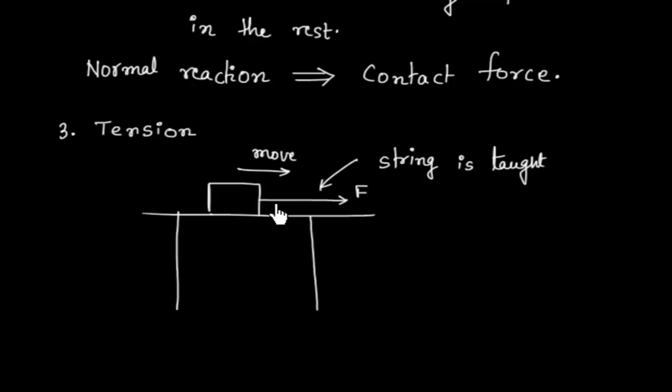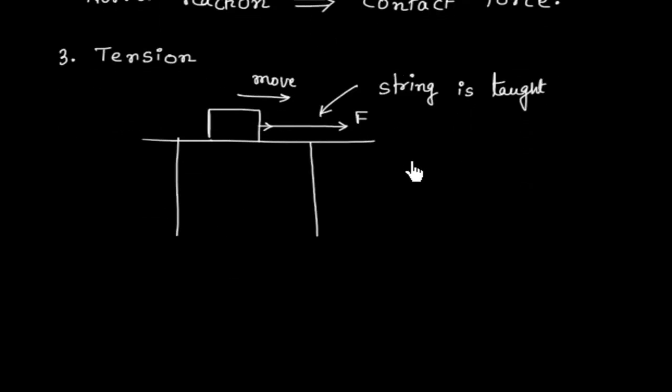Now if you see, this string is trying to pull this object this side. So there is a force in this string. The string is applying a force on this book. The force by which it is trying to pull is called tension. So tension is basically a pull force, and sometimes it is denoted by T also.